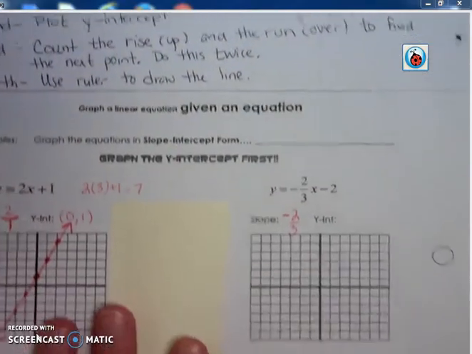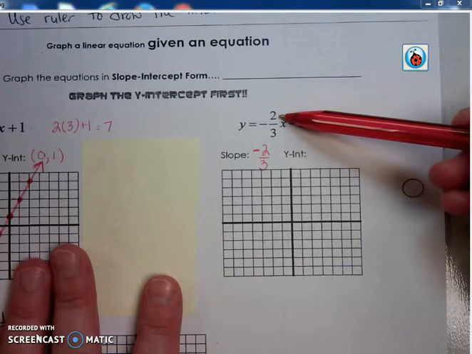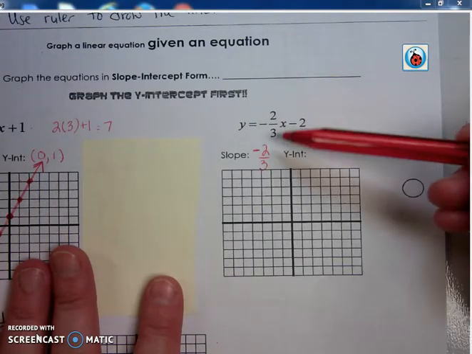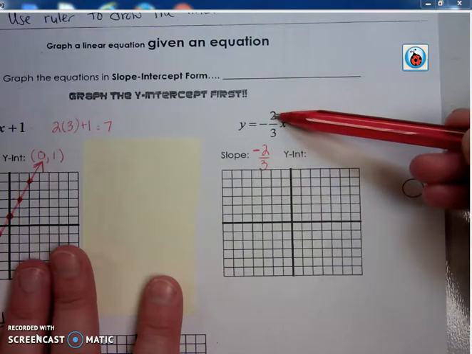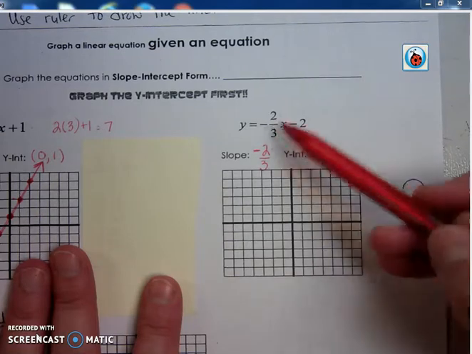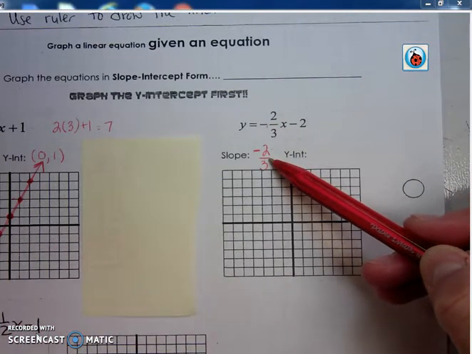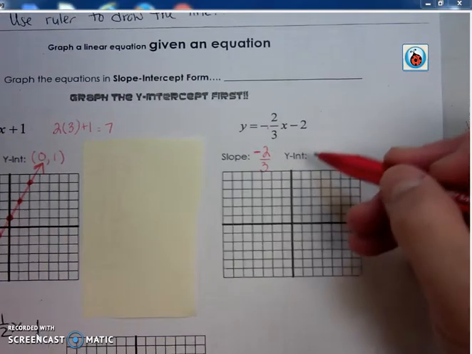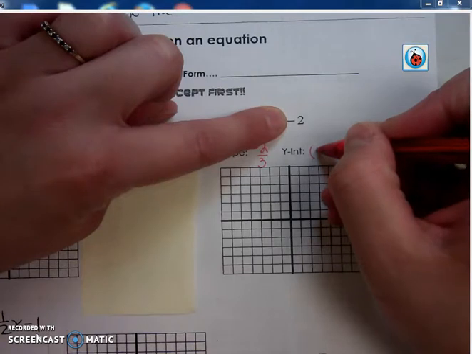In this next equation, the slope is negative 2/3, so I'm going to write that as negative 2 over 3. I took the negative and put it with the rise. There's only one negative here, so there should still only be one negative in your slope. The y-intercept is (0, negative 2).